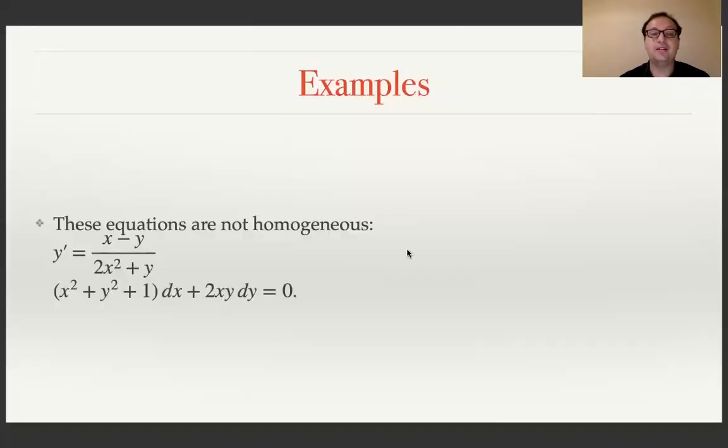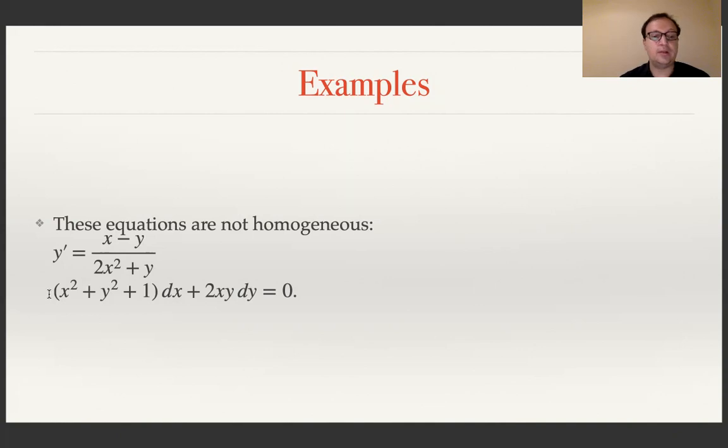And here are a couple of examples of equations which are not homogeneous. So y prime is equal to x minus y over 2x squared plus y. Here all the terms have degree 1 except for 2x squared, which has a different degree, namely 2. So 2x squared plus y is not a homogeneous function of any degree.